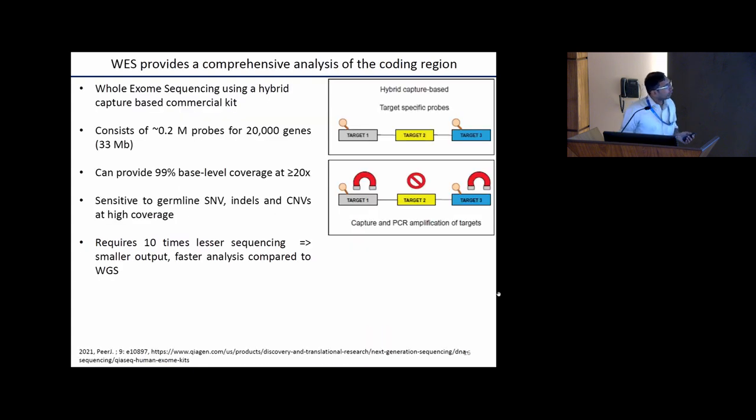And the last assay I'll talk about is whole exome sequencing. This is done using a hybrid capture based commercial kit. It has some 2.2 million probes for 20,000 genes. It is said to provide 99% base coverage at greater than 20x sequencing. So it is supposed to be sensitive to germline SNVs, indels, and CNVs at high coverage. High is like greater than 20x. But as compared to whole genome sequencing, it requires less sequencing. It gives smaller output, and it can be analyzed faster as compared to WGS.